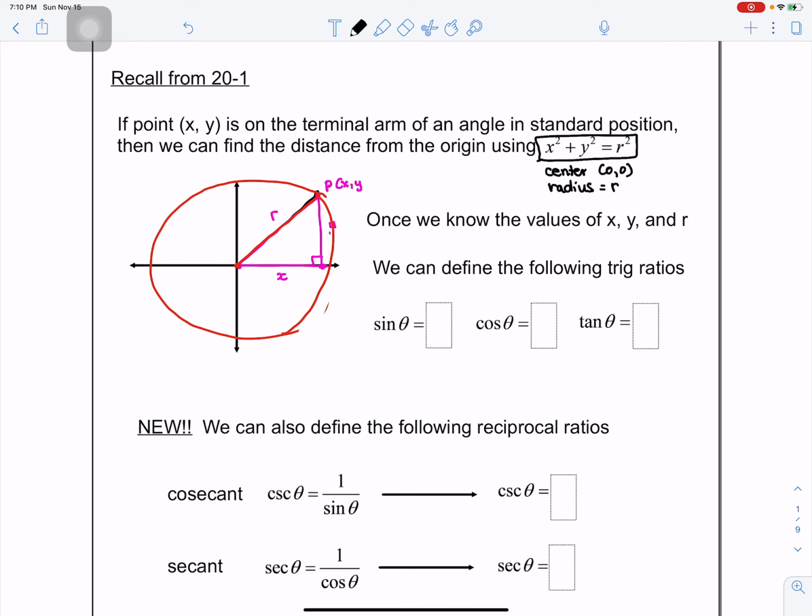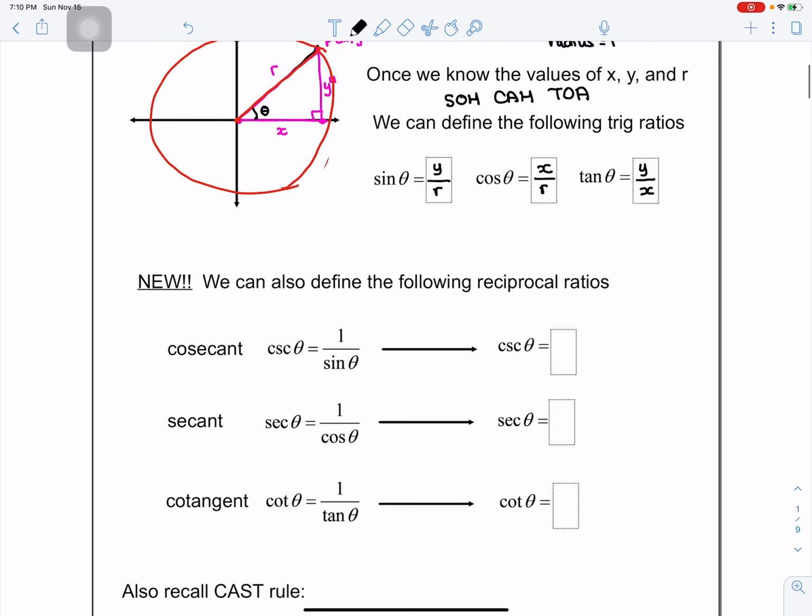And once we know the values of x, y, and r, if this is my theta on the triangle, my sine, cosine, and tan can be defined using your SOHCAHTOA in terms of x, y, and r. So my sine of theta would be my y over my r. My cosine of theta is adjacent over hypotenuse, which would be x over r. The y kind of got deleted from there. And my tan of theta would be my opposite over my adjacent, which would be y over x.